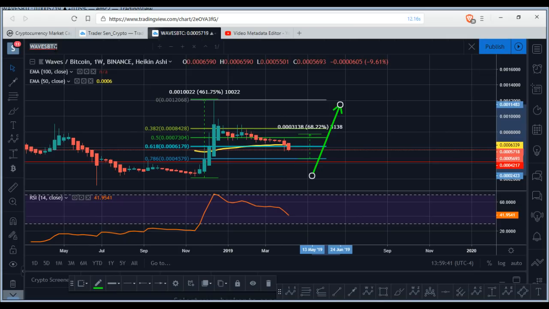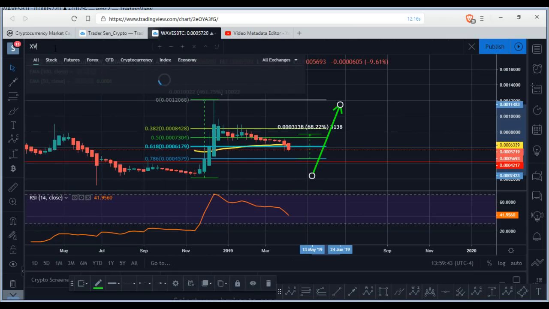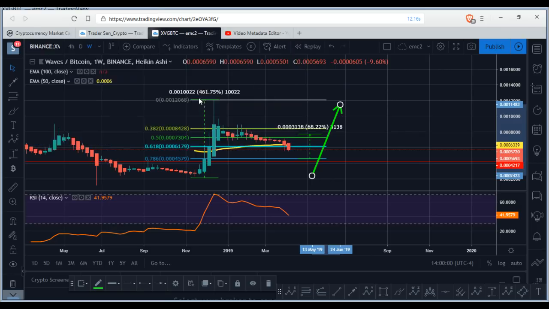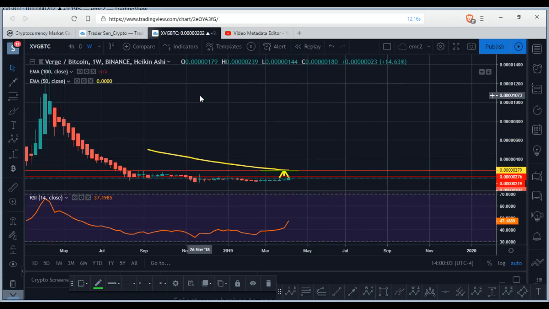Okay, let's go ahead and take a look at Verge, XVG. MFT. Okay, I'll take a look at MFT and Zcash. I like Zcash.